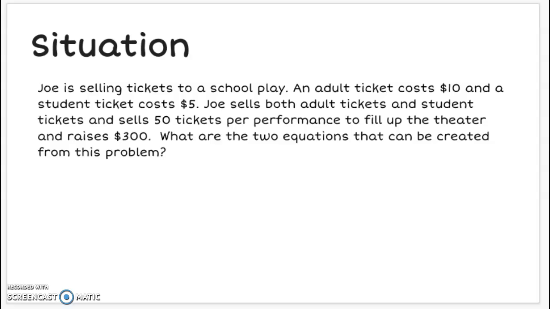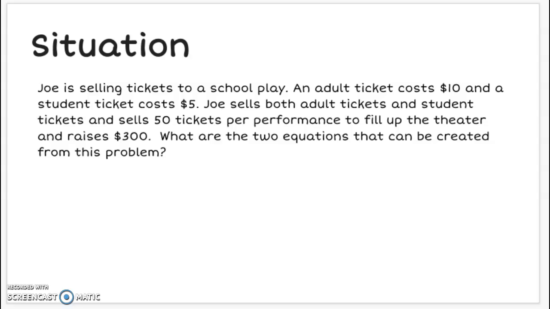So, if I'm reading the problem 3 times because of my 3-read strategy, I know that my first read should be what the problem is about. So in reading that situation, I know that this problem is about a boy named Joe who's selling tickets to a school play, and that he is trying to fill up the theater, and he's selling both adult tickets and student tickets. So I'm going to read this problem again, and I am going to find what the question is.